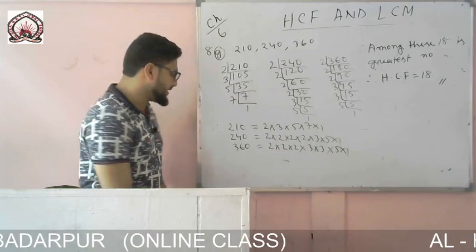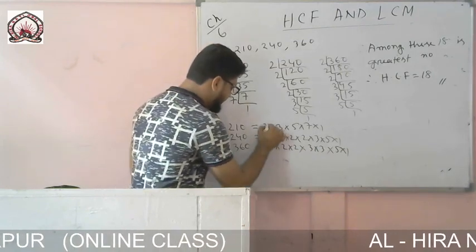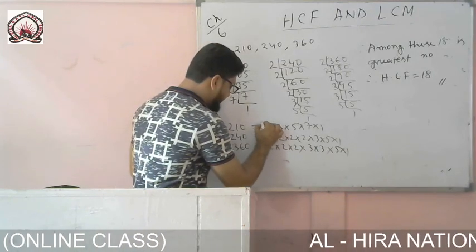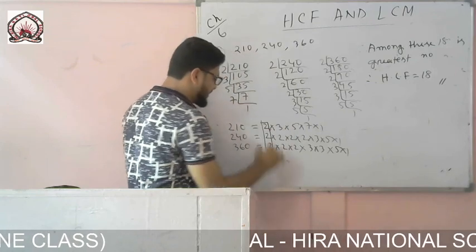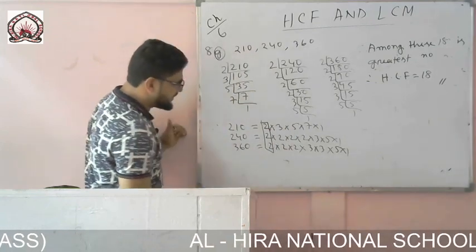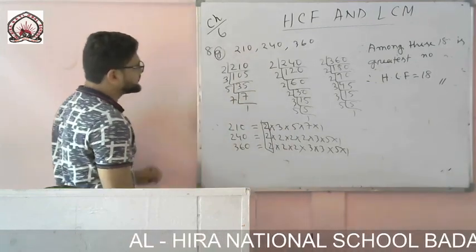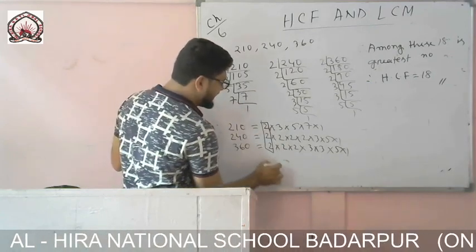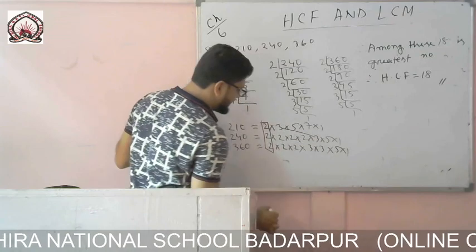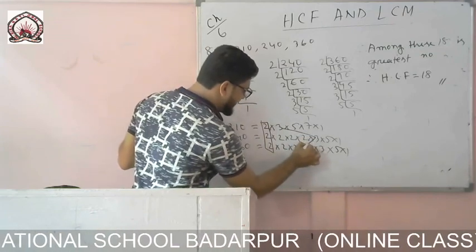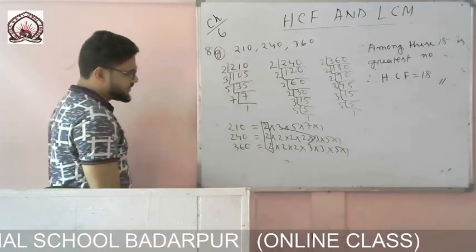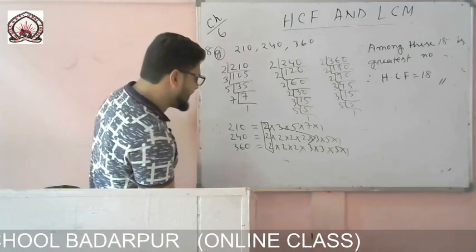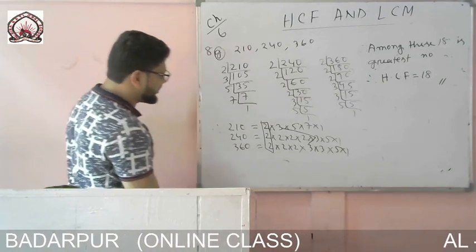Now what? Now we take the common. These two 2s you can take. Okay. Then is there any more 2? No. These 3 and these 3 I can take. Okay. Then is there any more 3? No.